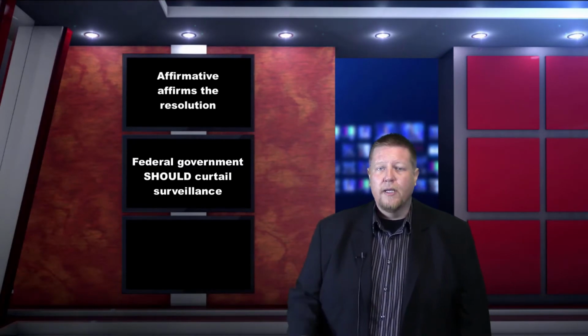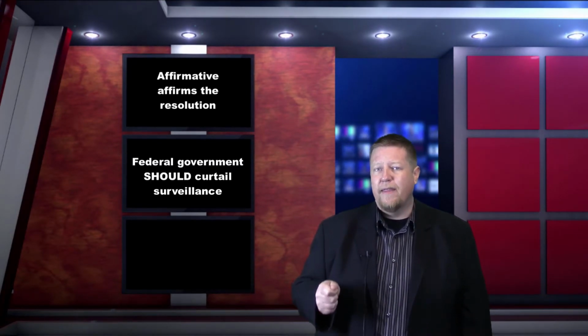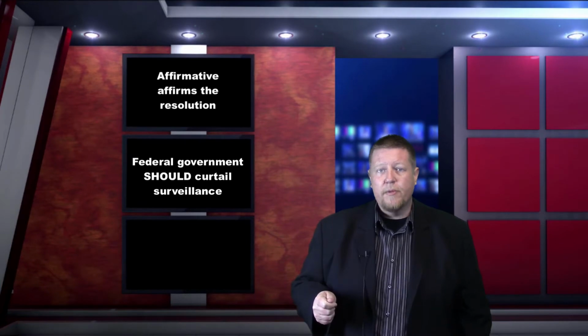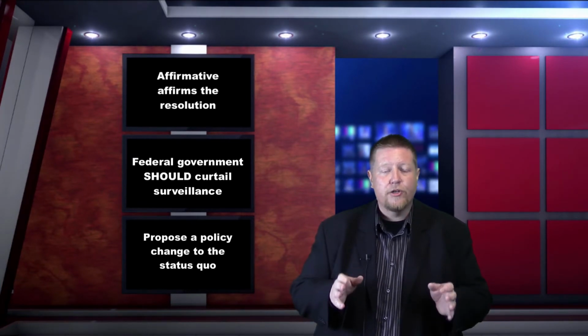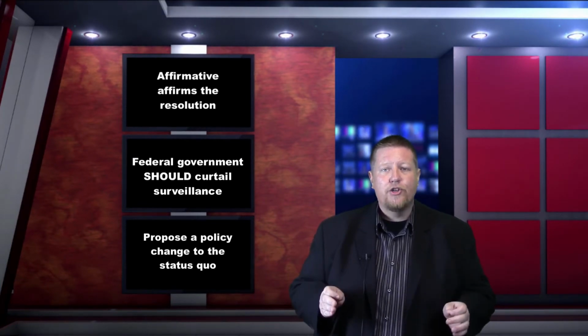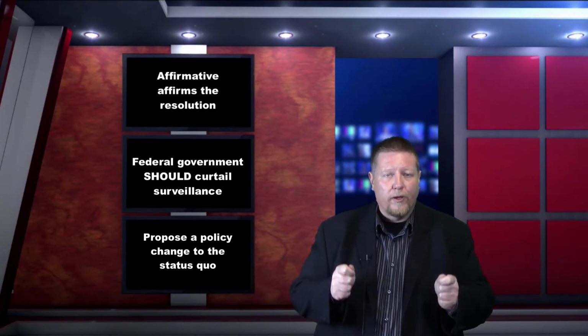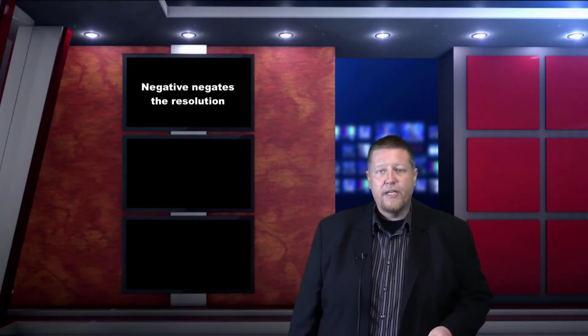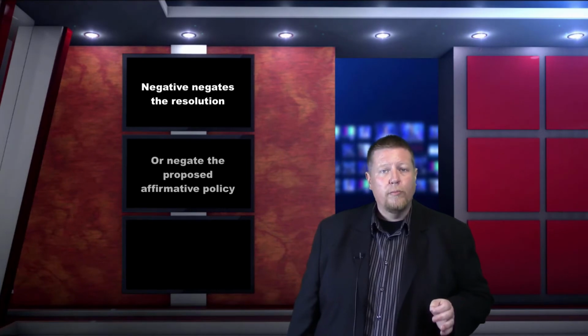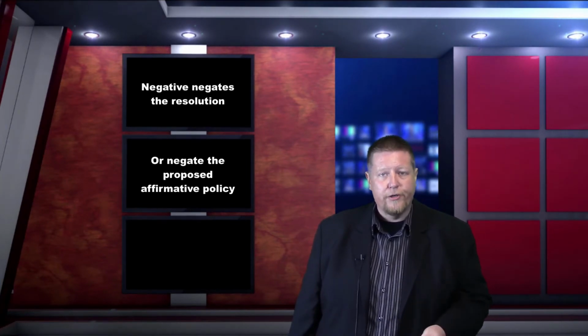I told you earlier about the affirmative and negative teams. Now let's take a closer look at what each team is supposed to do in the debate round. The affirmative team affirms the resolution, which means that they agree that the government should. The affirmative team doesn't just get up and say they agree with the resolution. They must actually propose a policy change to the status quo, and the policy change must fall within the limits of the resolution. The job of the negative team is to negate the resolution and/or negate the proposed affirmative policy change. To negate means to disagree with or oppose.